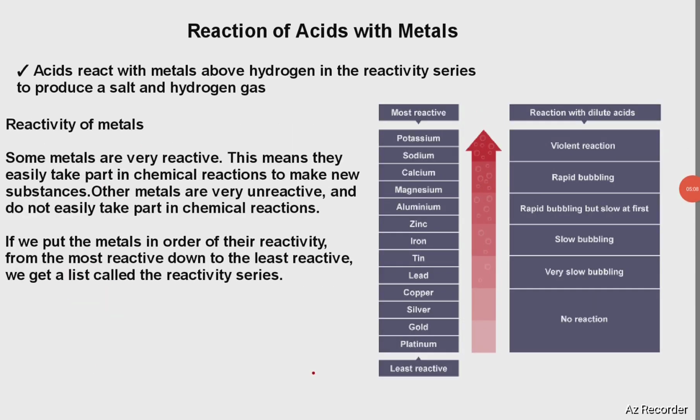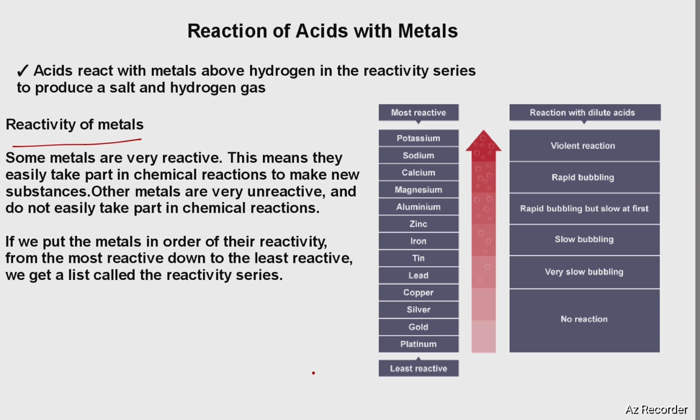Before we start looking at the chemical reactions, just to stress a point so that it can be better understood: the reactivity of metals. Some metals are very reactive compared to others, which means they can take part in chemical reactions to make new substances. Other metals are unreactive and do not easily take part in chemical reactions. If we put the metals in order of reactivity, from the most reactive to the least reactive, we get a list called the reactivity series. This is the table here showing us the metals. As you start here, with the mnemonic I gave you, Poso Kama Zifetu H Comescopt, you'll find that in the reaction with dilute acids, the most reactive ones are these on top.